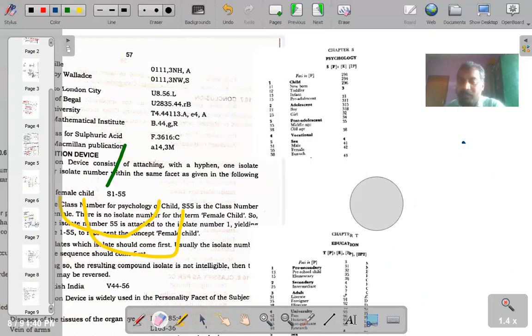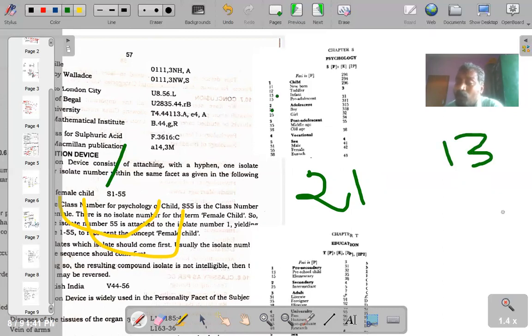Okay, for example, I'll do one more thing. Take a title like infant boy. Infant means small babies. What is the number for boy? The number for boy is 21. The number for infant is 13. So what is the number I want to have? Infant boys. I want a number for infant boys.